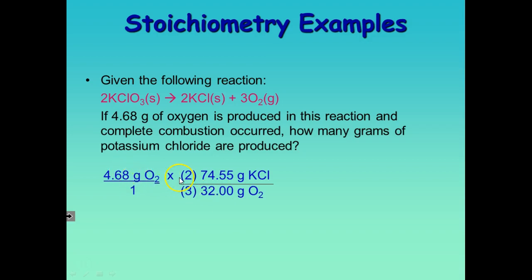I would multiply 4.68 and 2 and 74.55 together. I would divide it by the product of 3 and 32, and then I'm going to look at sig figs. The grams of oxygen do cancel out since they're both in the numerator and denominator. In terms of sig figs, I have 3 sig figs in my starting value. My molar masses both have 4 sig figs, so I want to have 3 sig figs in my answer, and I got 7.27 grams.